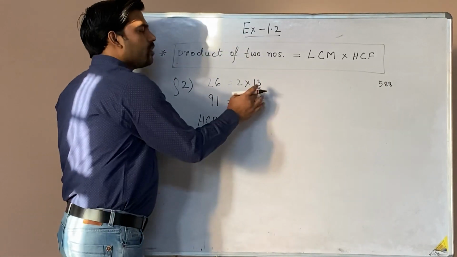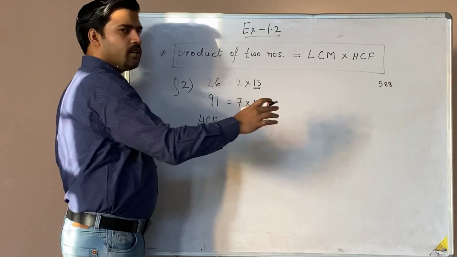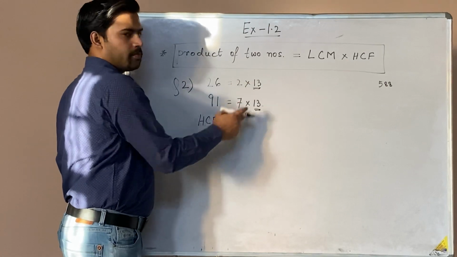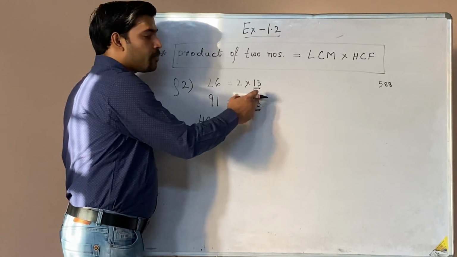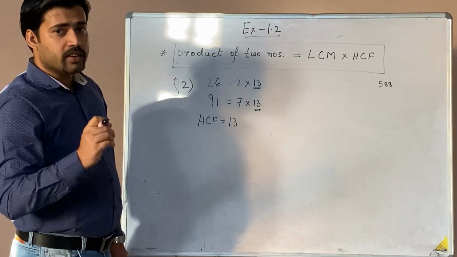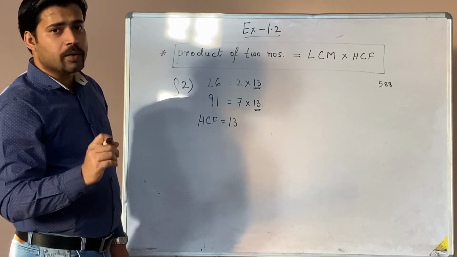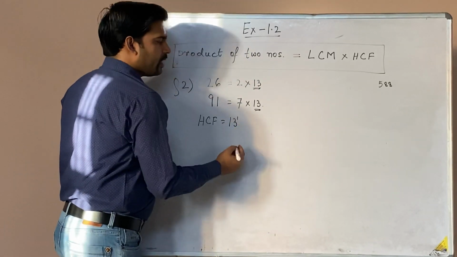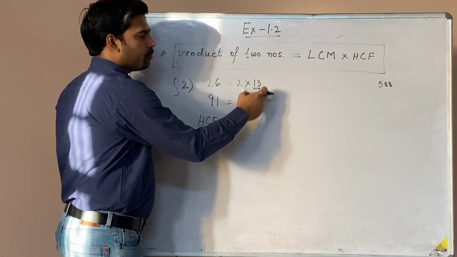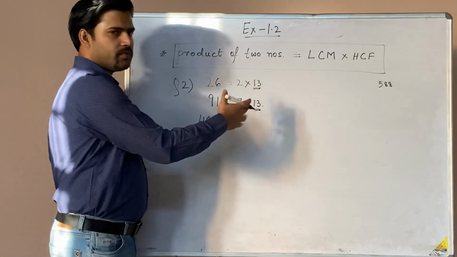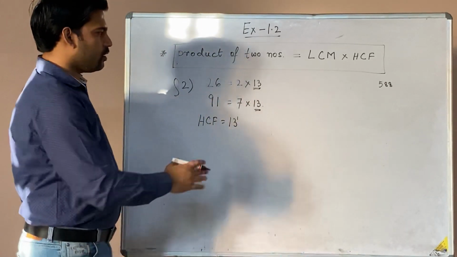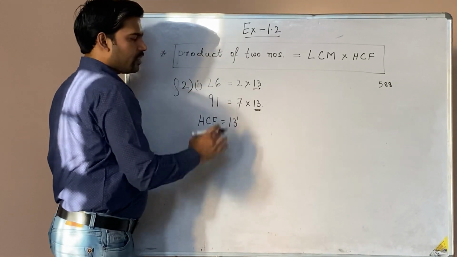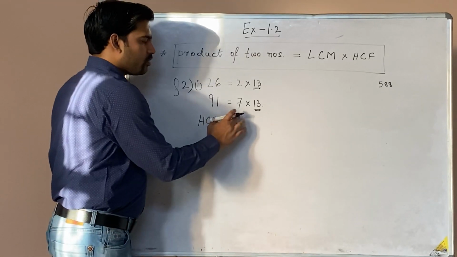Fine. But suppose for any particular question you find that here it is 13 square and here it is 13. Then we'll go with the least power. Again I am saying, for HCF you will go with the least power of the common factor. So here 13's least power is 1. It doesn't matter from here or from here because both are the same. So in this particular question we are not able to explain it properly. I will do the next question and accordingly you will be able to understand. So here the common factor is 13 and the least power is 1. So this is your HCF.